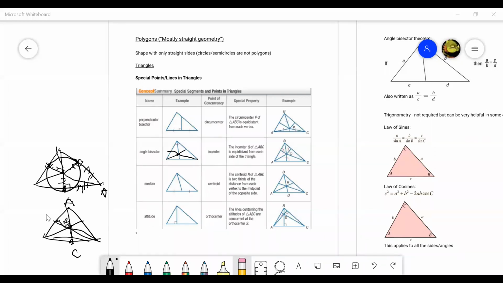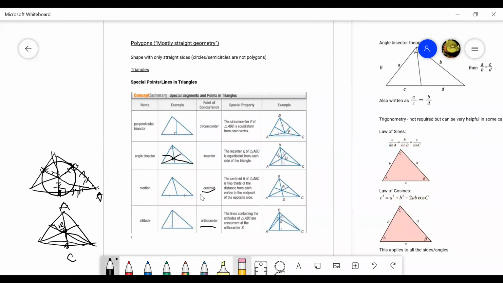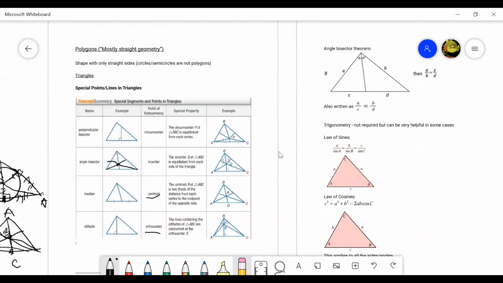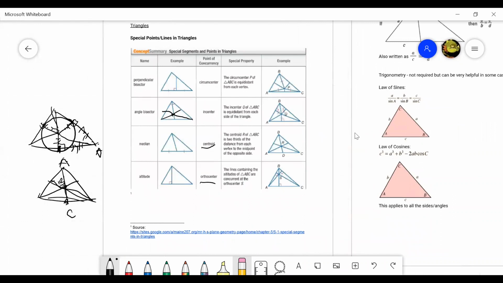The orthocenter is where all the heights meet, and the centroid is where all the medians meet. You can see in the table right here, they're written where, and this is just common vocabulary, you could say, for geometry. So now this is basically just names of lines and points for any triangle. Just know that these properties still hold for any triangle.